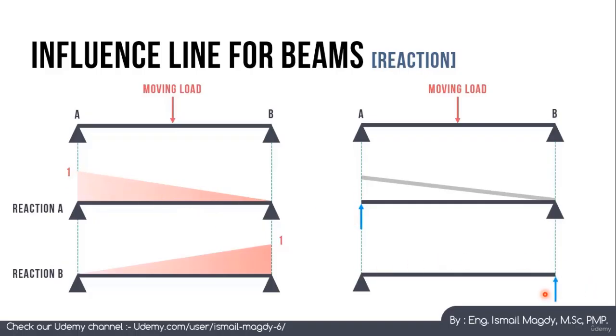The same we will do here. We will remove the support and we will assume a vertical force here and we will draw what will be the deformed shape. You will see that it is the same shape as the actual influence line. So let's have another example on this.